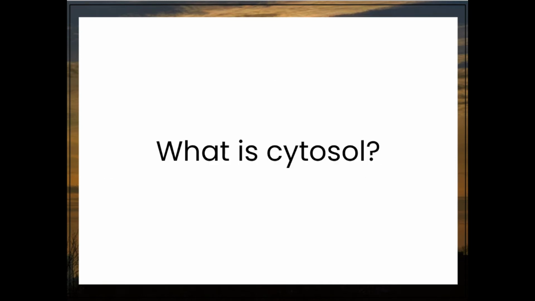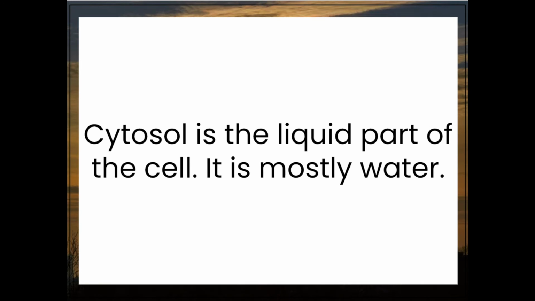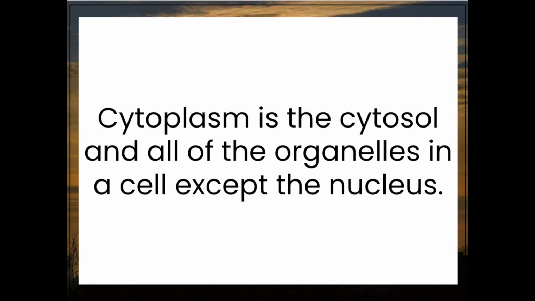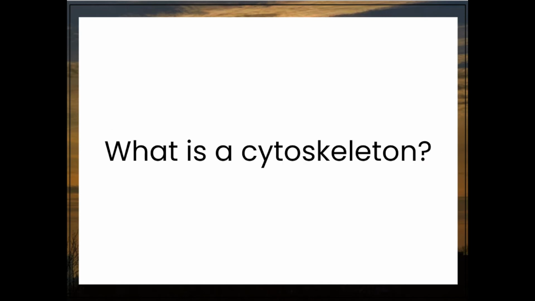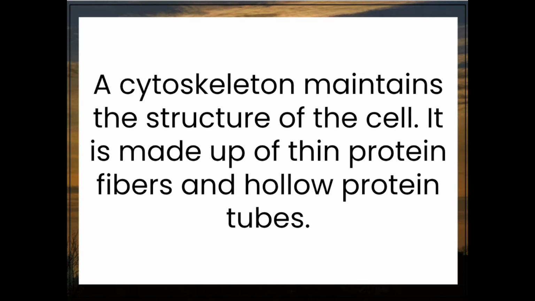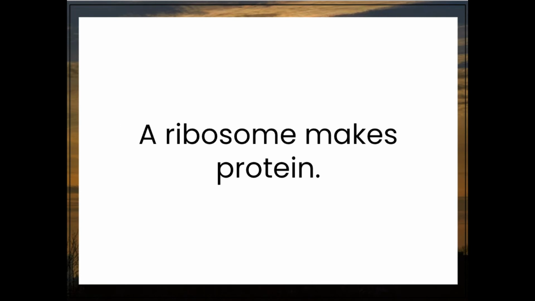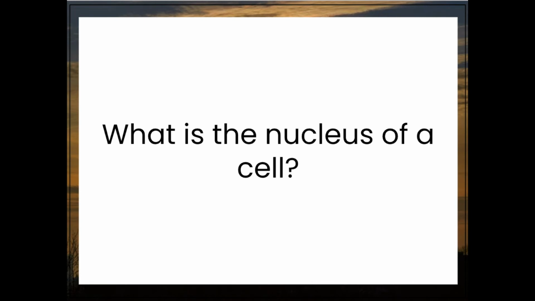What is cytosol? Cytosol is the liquid part of the cell. It is mostly water. What is cytoplasm? Cytoplasm is the cytosol and all of the organelles in the cell except the nucleus. What is a cytoskeleton? A cytoskeleton maintains the structure of the cell. It is made up of thin protein fibers and hollow protein tubes. What does a ribosome do? A ribosome makes protein.